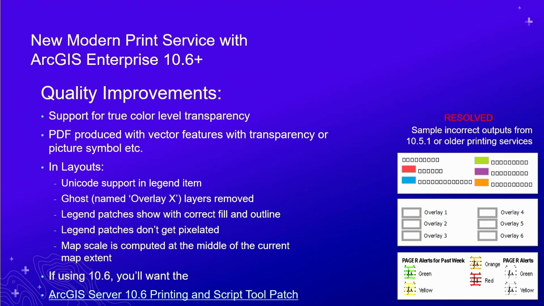Number one thing you'll see is support for true color level transparency. You'll also see PDFs produced from vector features with transparency actually maintain vector. In layouts, you'll see Unicode support. You'll no longer see these ghost overlay items. Legend patches will be correct. And essentially, we're leveraging the output pipeline of ArcGIS Pro on the back end for print services now. So you'll see all these improvements.